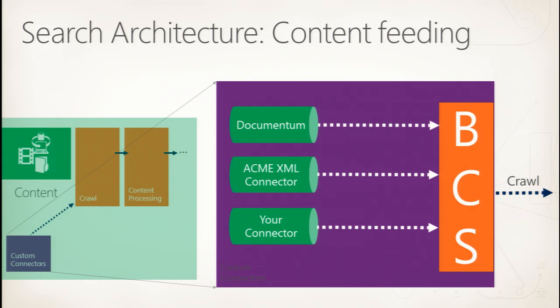So what is the security descriptor, you might ask? The claims. Well, roughly speaking, what BCS does for you, if you use it correctly, is it augments the crawled objects with the ACL information from the outside source. It brings that information into the index, and thus we have what we need to actually do the early binding.